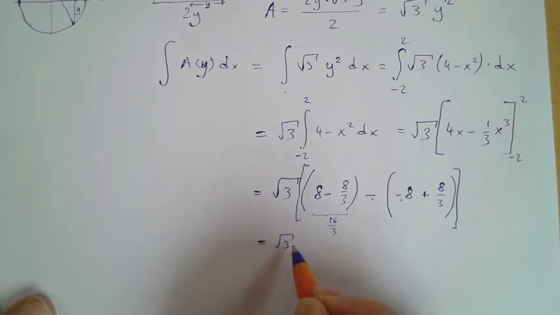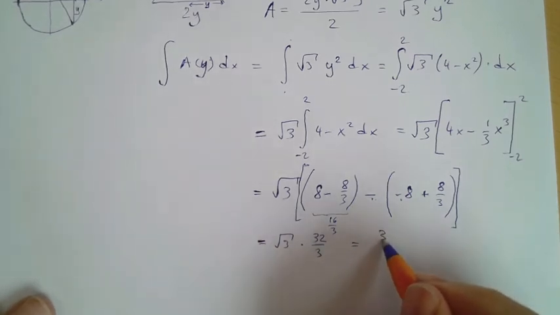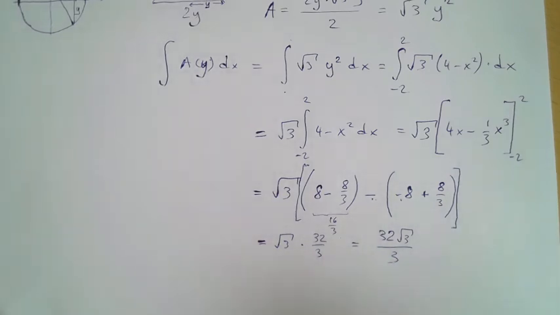Root 3 times 32 over 3. That's my answer. 32 root 3 over 3 is the volume I was looking for.